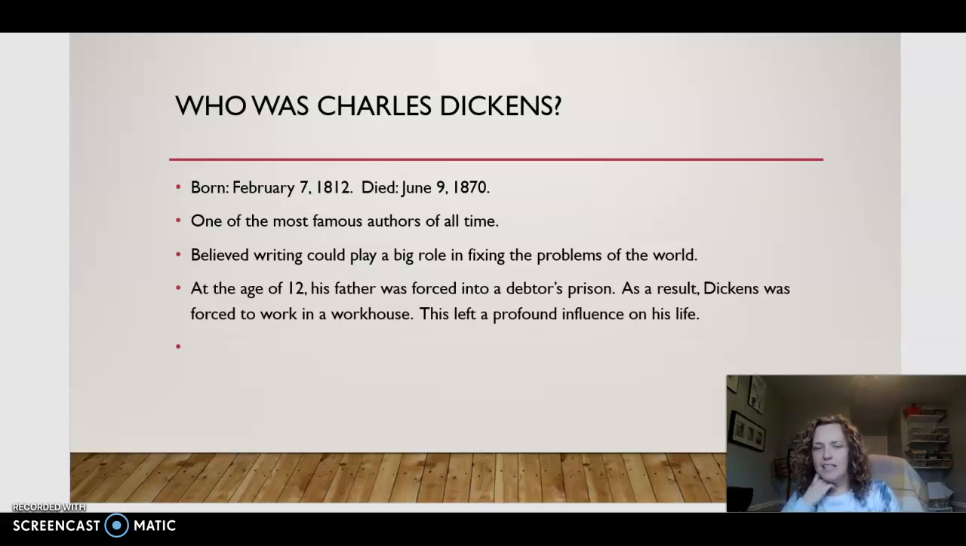And you're going to see this personal influence on Oliver Twist from his own life. So at the age of 12, his father was forced into a debtor's prison. So as a result, Dickens himself was forced into a workhouse, and that left a profound influence on his life. And if you remember the cartoon you had to look at yesterday, we learned that the poorhouses were an incredibly deplorable place to be in, right? They had limited food, incredibly hard work. It was not exactly an easy place to be, right?